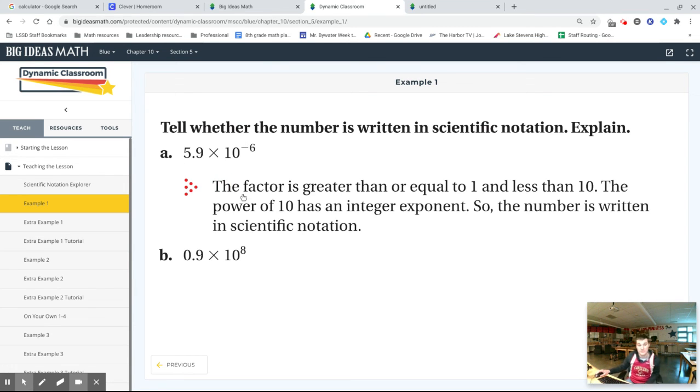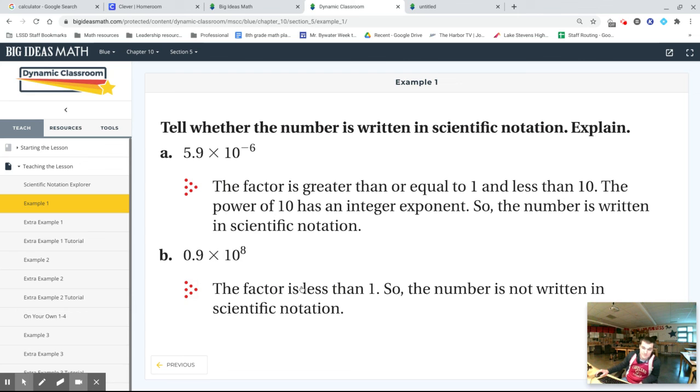That's absolutely scientific notation. Now, B, I'm noticing this factor out front, it's less than 1. It's not between 1 and 10. So that's not scientific notation. Okay. All right. So if you can correctly identify numbers written in scientific notation, then you're in good shape.